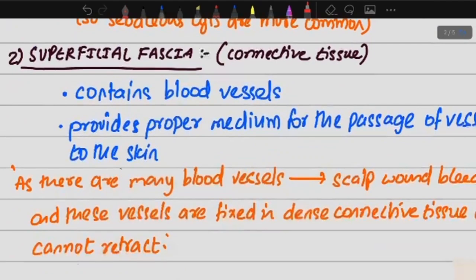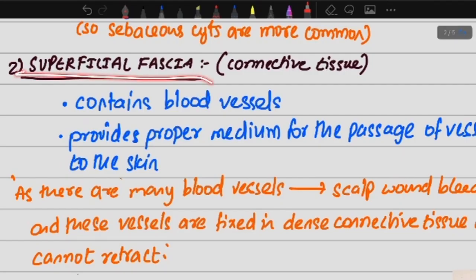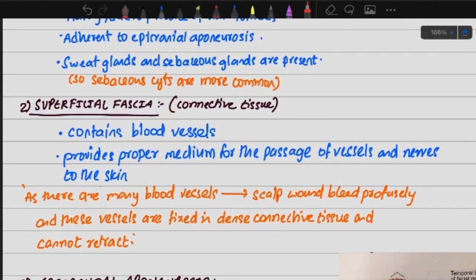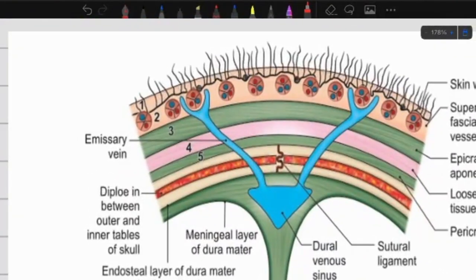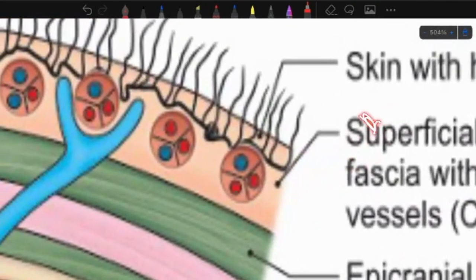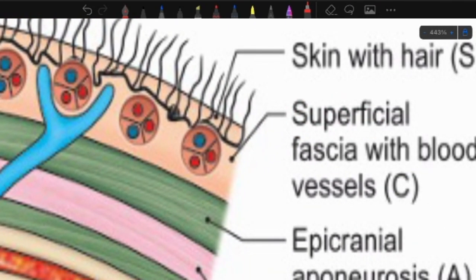Now the second is the superficial fascia or the connective tissue. The superficial fascia contains blood vessels, and this provides a proper medium for the passage of vessels and nerves to the skin. You can appreciate this point in this diagram. I'll just zoom it. This is the skin, and this is the superficial fascia. This superficial fascia, as you can appreciate, is rich in blood vessels.